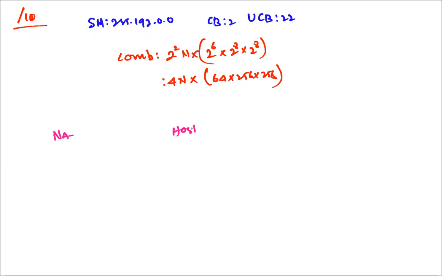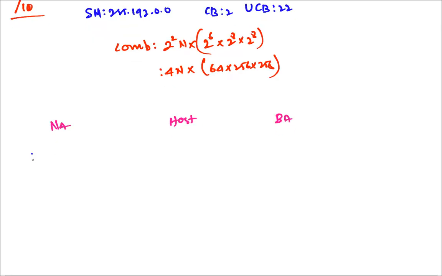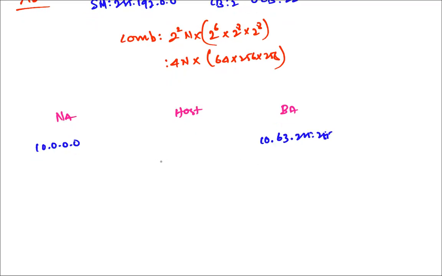So yes, network address, host IP, broadcast address. Okay, so it's going to be 10.0.0.0, and we're going to have 10.63.255.255. Okay, so now you know what host IP you will get, right? It's going to be 10.0.0.1 to 10.63.255.254.